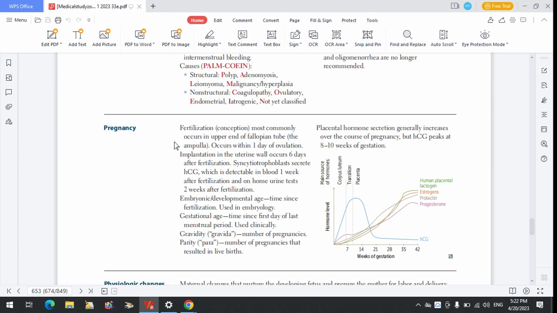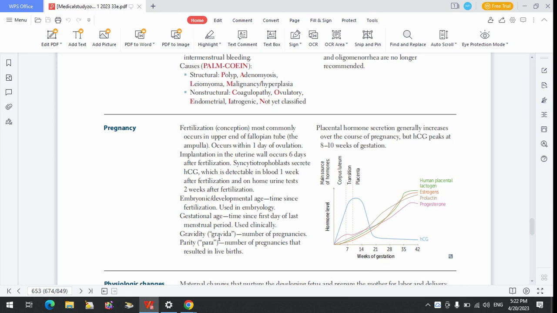So pregnancy. Well, we've talked a lot about pregnancy before. You guys know how it happens. Fertilization occurring at the ampulla region of the fallopian tube, and usually occurs within 1 day of ovulation. So any sperm that is just coming after second day of ovulation is not going to meet anything. The secondary oocyte will have degenerated.